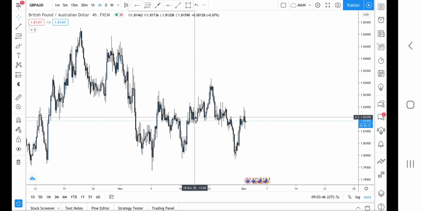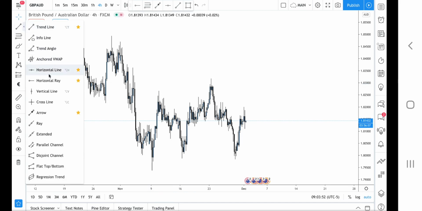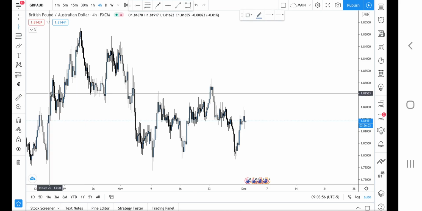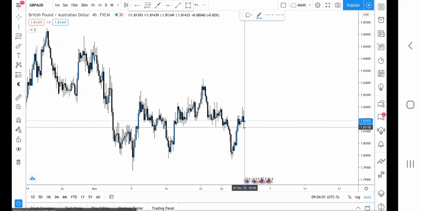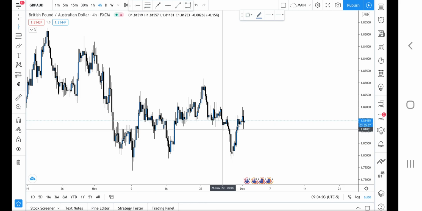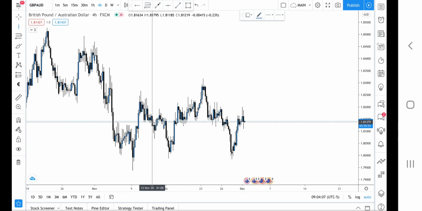The first tool that I grab in order to put in my Fibonacci, before I even go and touch the Fibonacci, is a vertical line. All that I do is I want to be able to map out the first candle of the current trading week we're in and the first candle of the previous trading week.